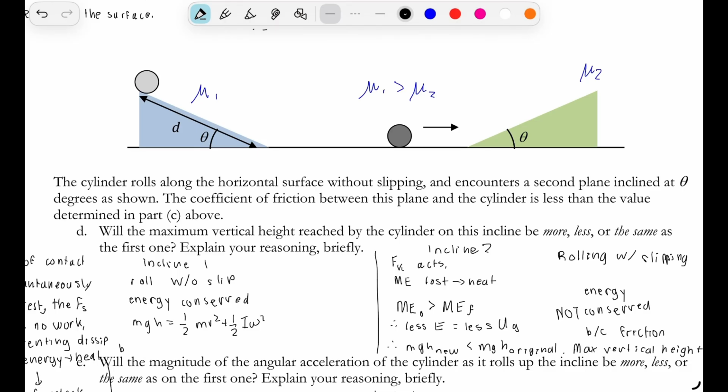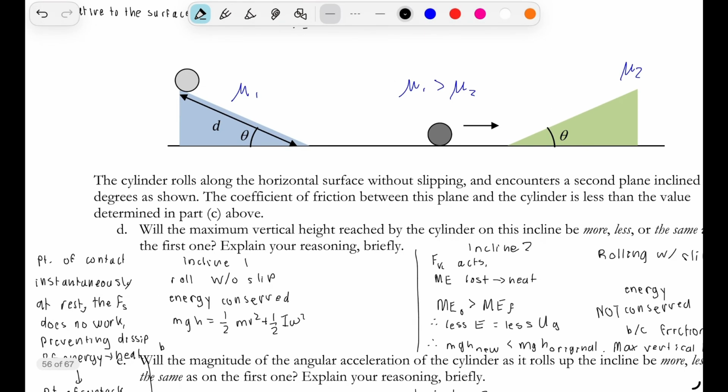The cylinder rolls along the horizontal surface without slipping and encounters a second plane incline at theta degrees as shown. The coefficient of friction between this plane and the cylinder is less than the value determined in part C above. Will the maximum vertical height reached by the cylinder on this plane be more, less, or the same as the first one? So basically this ball is going to roll down this incline, and then after it rolls down, it's going to travel a distance and then roll back up this second incline.